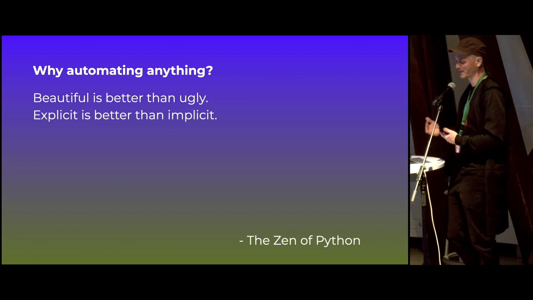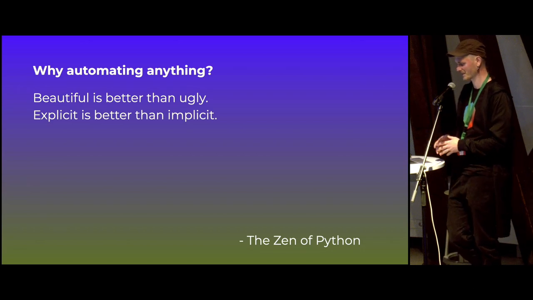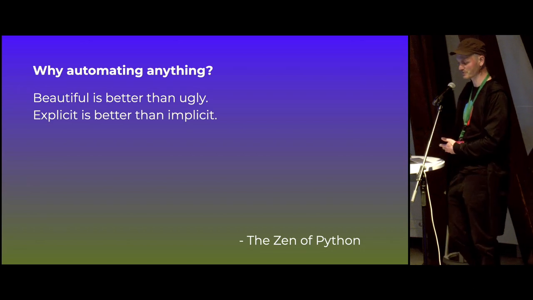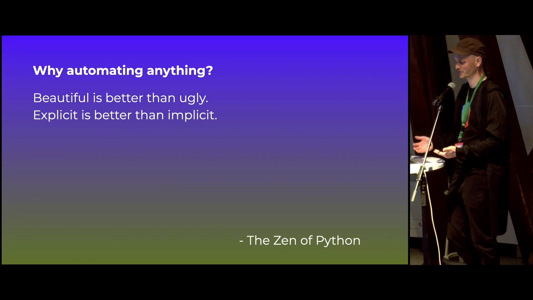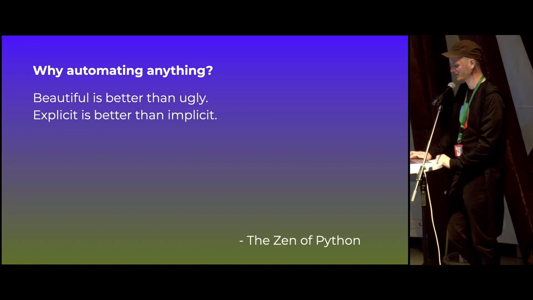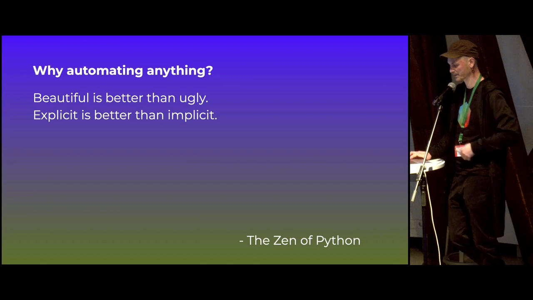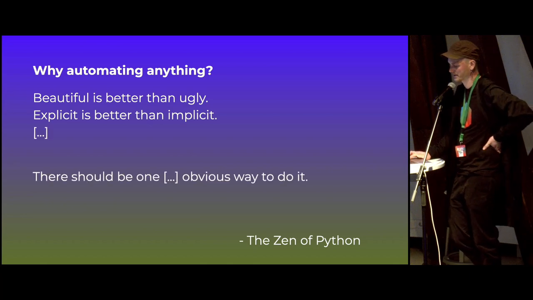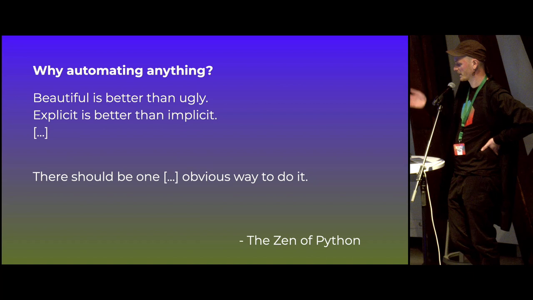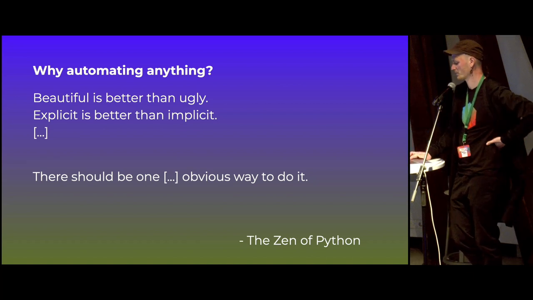Being explicit is better, and trying to automate things, because once you have the build file or the script which builds it for you, then you can be pretty sure that it's the correct way, unless somebody created an evil pull request. But you should check your pull requests before merging. Another reason might be that there should be just one obvious way to do it.